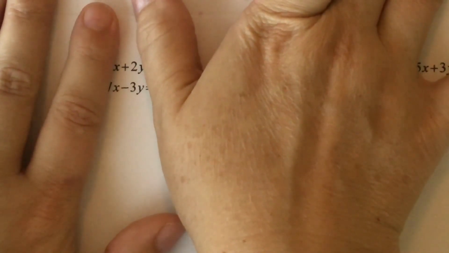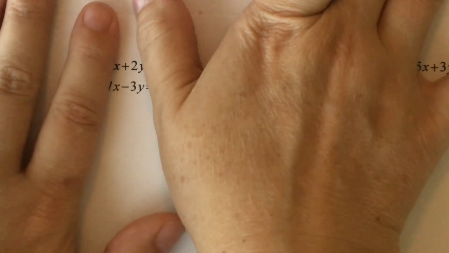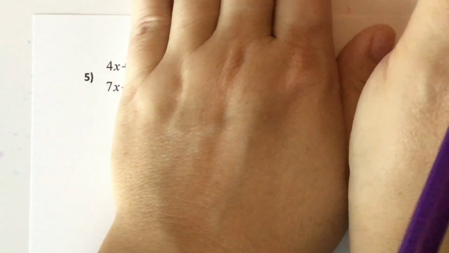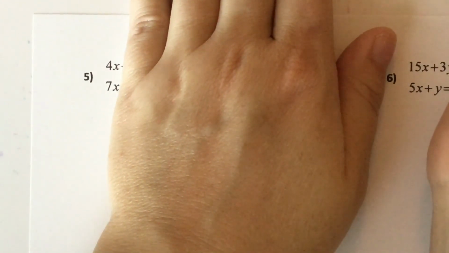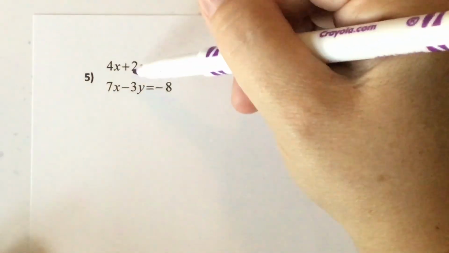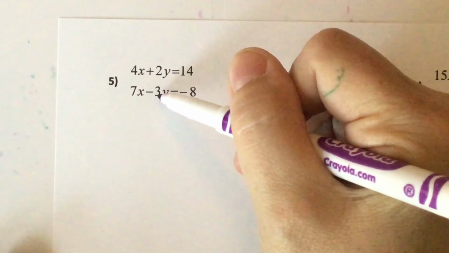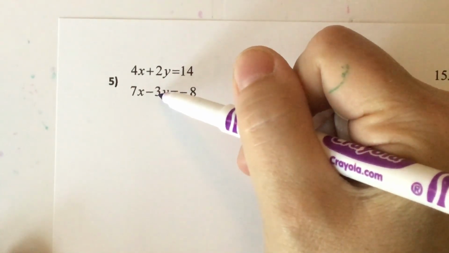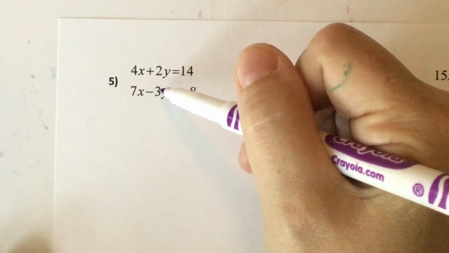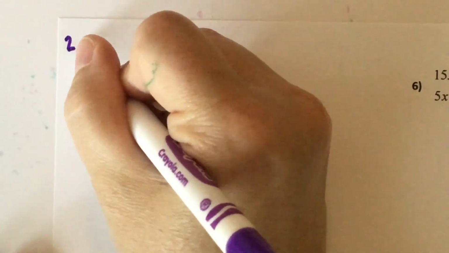I'd rather make the y's 6s because they're smaller numbers. But some people would rather make the x's 28s because they'd rather just fix the first number. It's up to you. I'm going to fix the y's. Okay, so the smallest number 2 and 3 divide into is 6. We already talked about that. No, I guess we didn't talk about that one. So let me just show you.